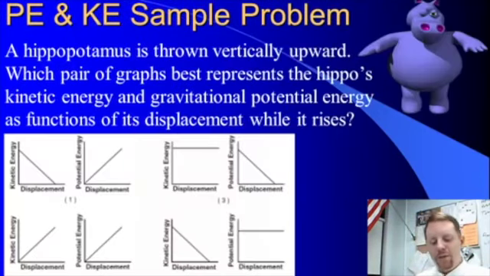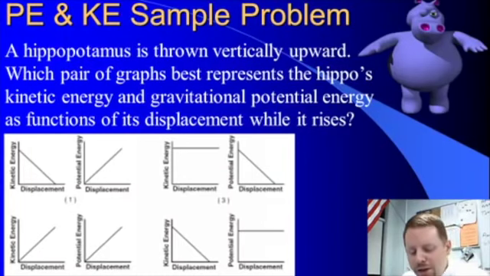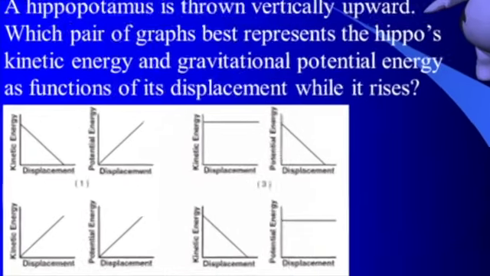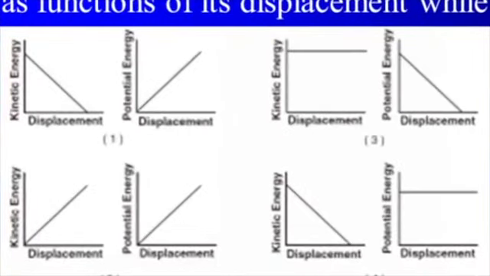Let's take a look at one more. A hippopotamus is thrown vertically upward. Not quite sure how you throw a hippopotamus, but if you do, you'll know how to analyze it from an energy perspective. Which pair of graphs best represents the hippo's kinetic energy and gravitational potential energy as functions of its displacement while it rises? Well, we have to remember, as the hippo rises, it's going to start with the fastest velocity, slow down, slow down, slow down, slow down, stop at its highest point on its way up.